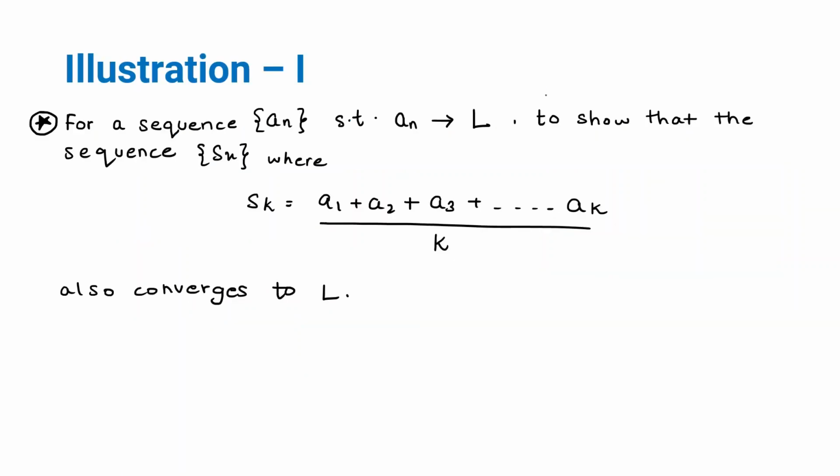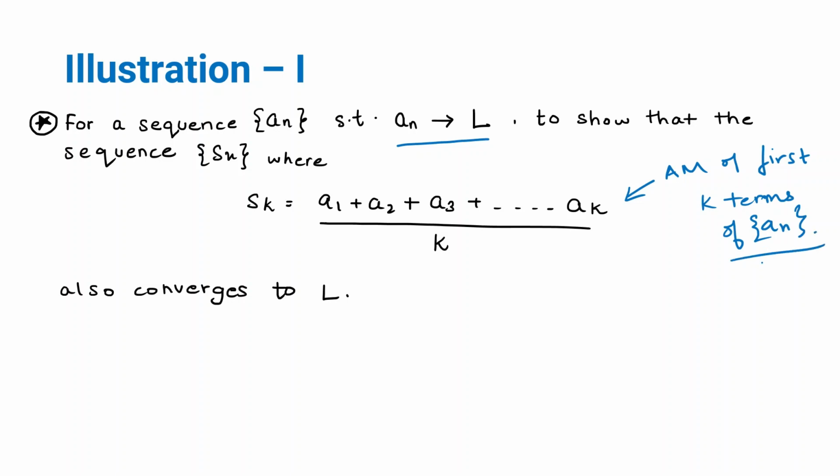So now let's just quickly have a look at some applications of the Stolz-Cesàro theorem, and I'm sure this will help you to apply this theorem to some problems as well. So yeah, firstly let's have a look at the problem. It says that there is a sequence an whose terms tend to L as n tends to infinity, and you want to show that the sequence defined by the average of the first k terms, which is like the AM of the first k terms of an, also converges to L. That is, you want to prove that this sequence sk converges to L.